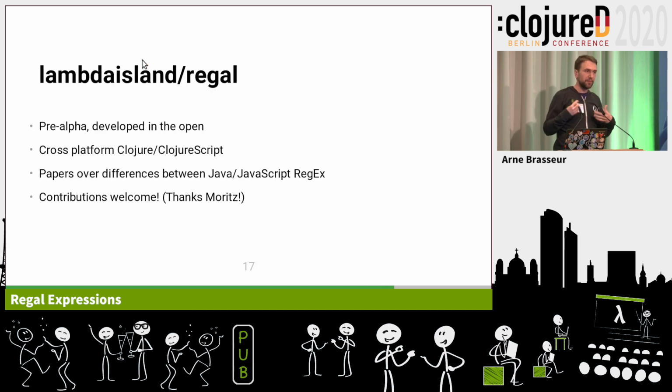So it's pre-alpha, but it's developed in the open. You can grab it on GitHub. It's cross-platform. You saw that you can now get rid of those reader conditionals. And contributions are very welcome. It's outlined in the README how to contribute, what the rules are. We merge very quickly. Moritz, who's not here, already did some really nice contributions.